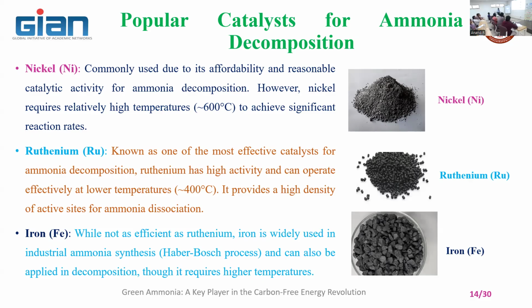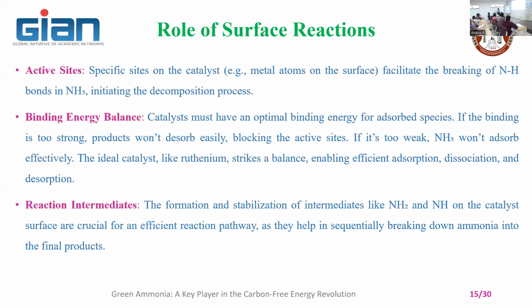Hydrogen generation from ammonia. Specific sites on the catalyst, metal atoms on the surface, facilitate the breakdown of the bonds in ammonia, initiating the decomposition process. The catalyst must have an optimal binding energy for adsorbed species. If the binding is too strong, the product won't desorb easily. So we need adsorption, and also the catalyst must have the capability to desorb the nitrogen after this process is completed.